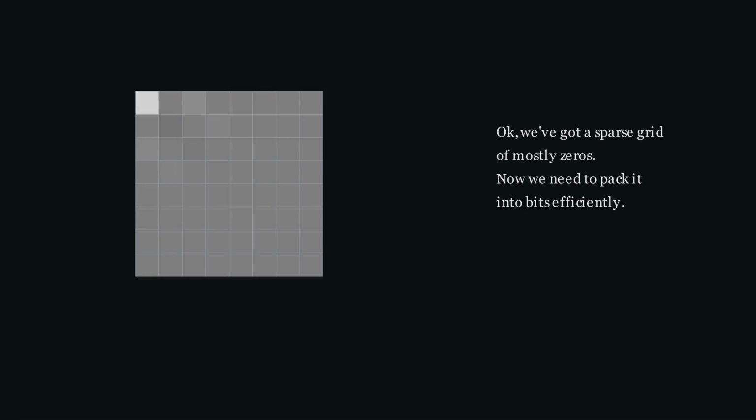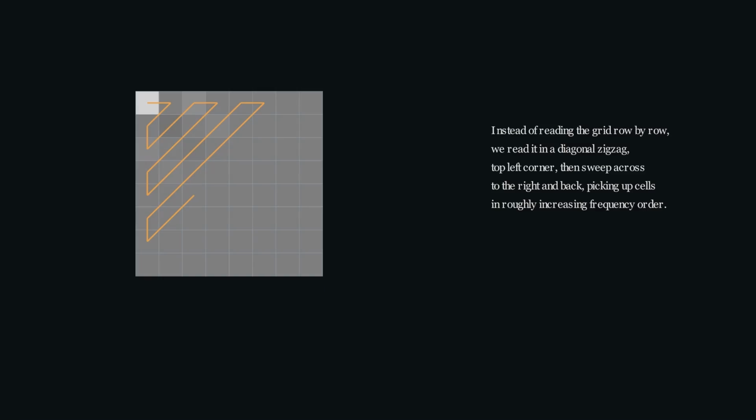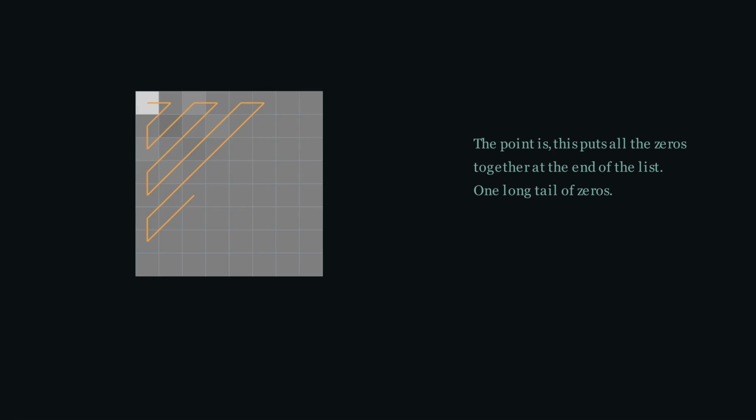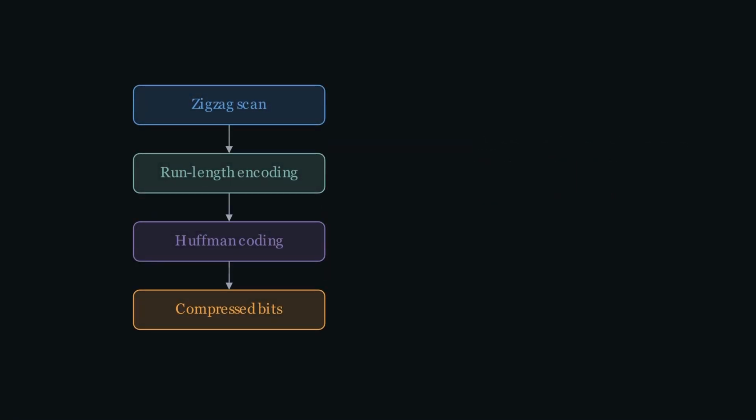Okay, we've got a sparse grid of mostly zeros. Now we need to pack it into bits efficiently. JPEG does 3 more things, and I'll go through them quickly because they're not really about the core idea. First, the zigzag scan. Instead of reading the grid row by row, we read it in a diagonal zigzag, top left corner, then sweep across to the right and back, picking up cells in roughly increasing frequency order. The point is, this puts all the zeros together at the end of the list. One long tail of zeros.